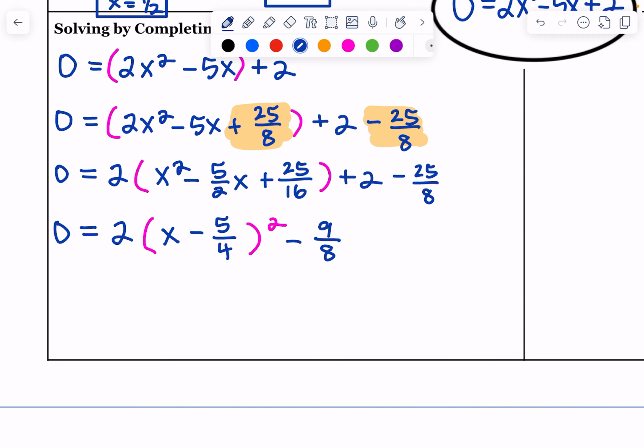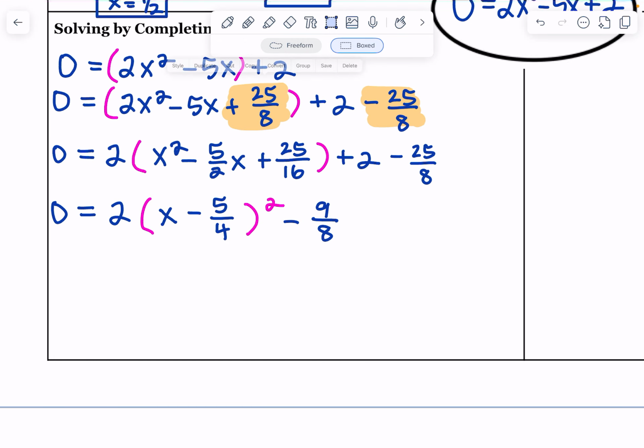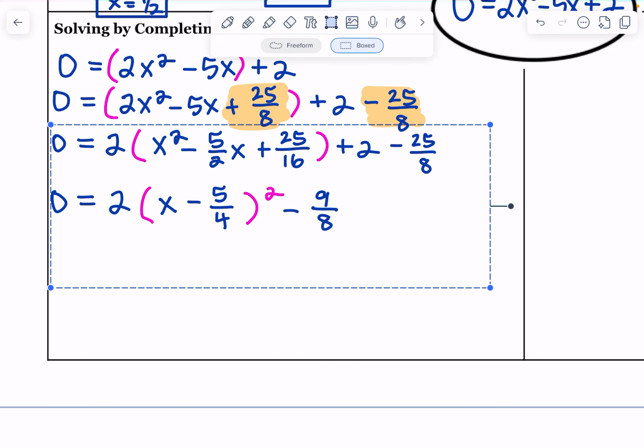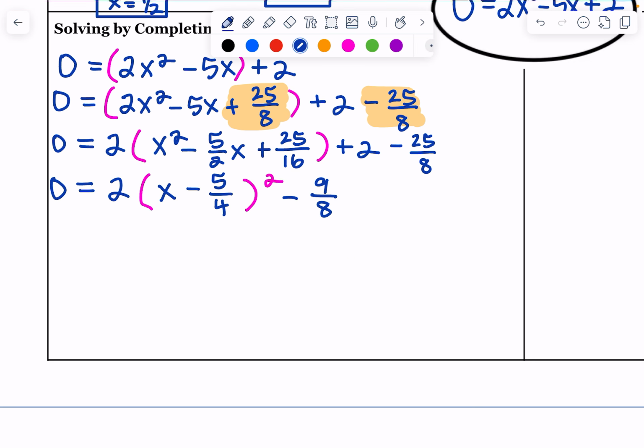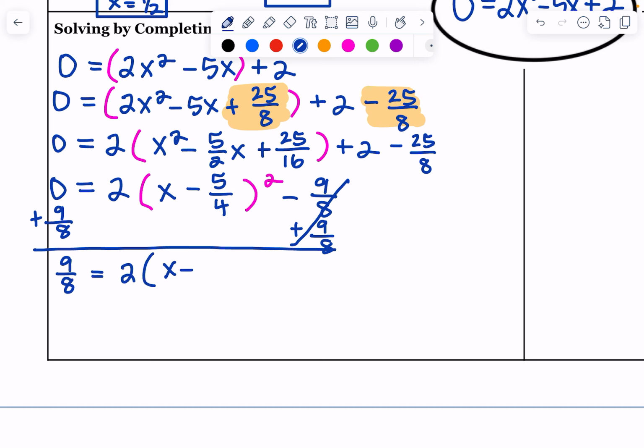So we have completed the square, and now we can solve for x by just using algebra. I'm going to move some of this up so I have some more space here. The first thing I'll do to solve for x is add 9 over 8 to both sides. So I'll have 9 over 8 equals 2 times x minus 5/4 squared. Next, I'm going to divide by 2. When I do that, I get 9/16 is equal to x minus 5/4 squared.